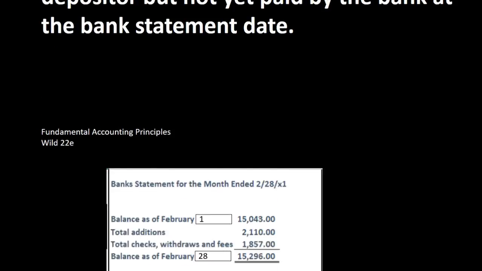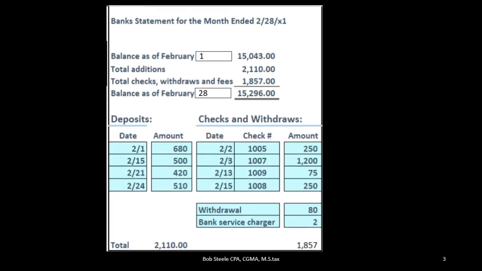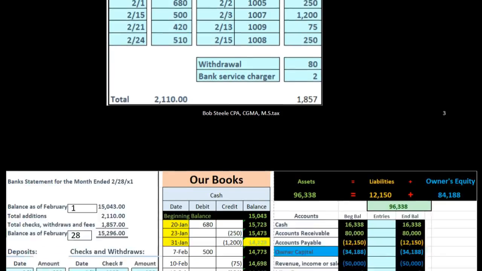So if we take a look at the bank statement and compare the bank statement to our books, the bank statement might look something like this. It'll have a beginning balance. It'll have the sum of the additions and the subtractions for our account, and the ending balance. It'll provide the deposits. It'll provide a breakout of the checks we have written, as well as some other types of transactions that might be in the bank reconciliation.